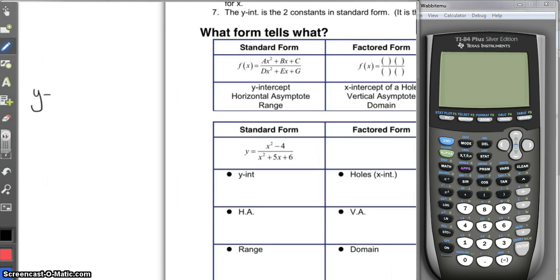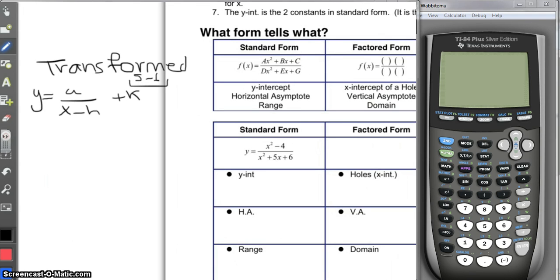Anything in the form of y equals a over x minus h plus k is going to be the transformed equation. And we've done this in 5.6, so you can go and look at the notes from there. There's a way to find your vertical asymptote, your horizontal asymptote, and everything else that you need. An example would be 1 over x minus 3 plus 2 on the outside. So this is going to be your transformed form, and you graph it in a specific way.